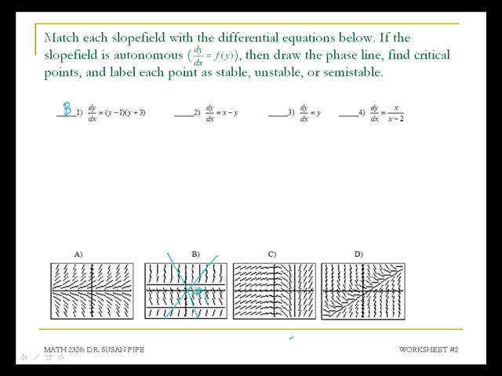We might want to find critical values or critical points by setting our slope equal to 0. If we set our slope equal to 0, we're going to get 0 is equal to x minus y. If I bring my y over to the other side of the equation, it tells me that y is equal to x. Wherever y is equal to x, my slope is going to be 0.